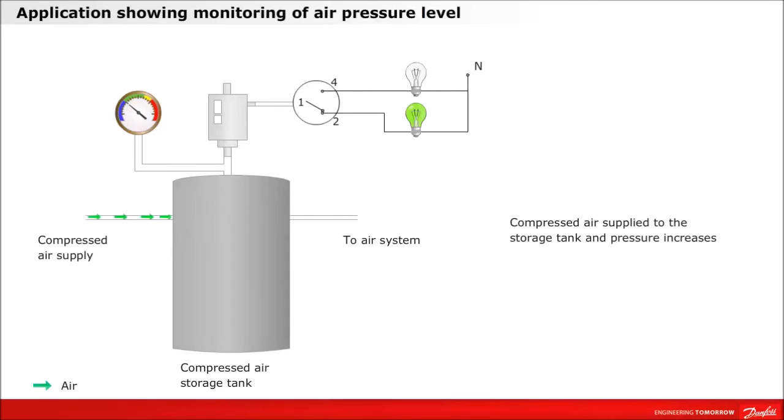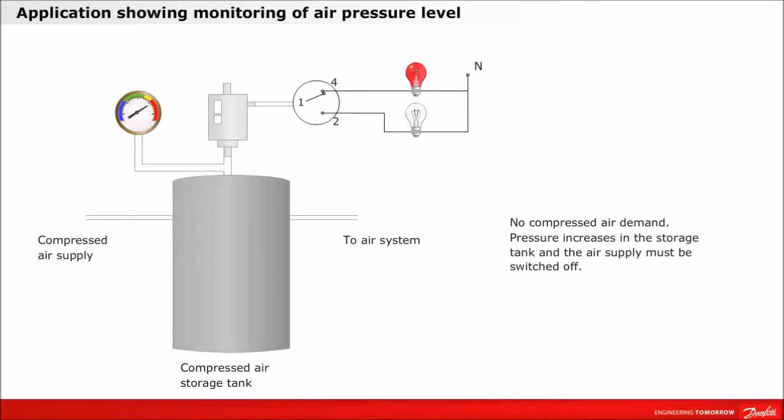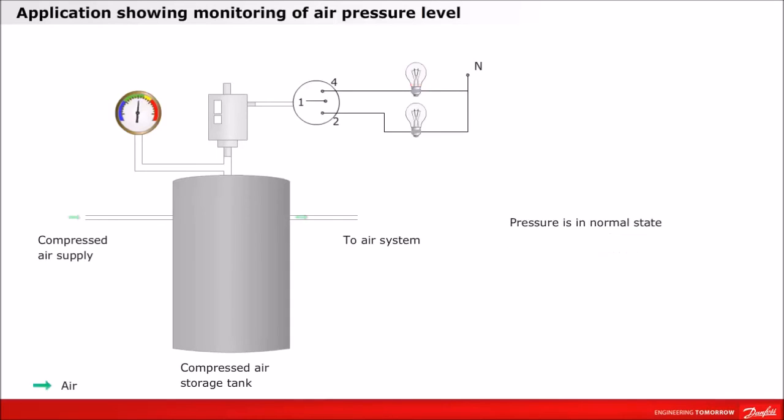When compressed air is supplied to the storage tank, the pressure increases. Then compressed air supply and demand are equal. When there is no demand for compressed air, the pressure increases in the storage tank and the air supply must be switched off.